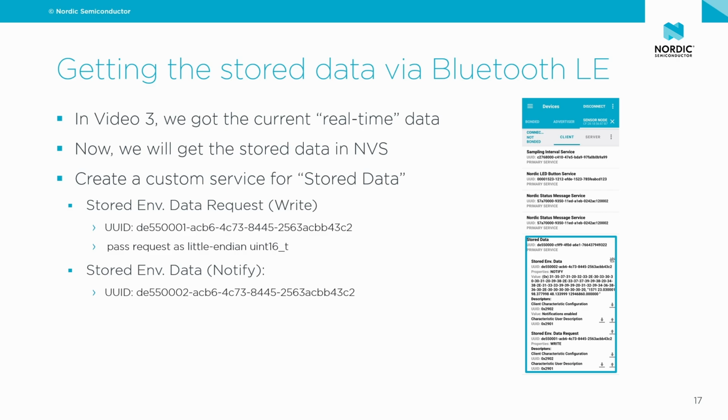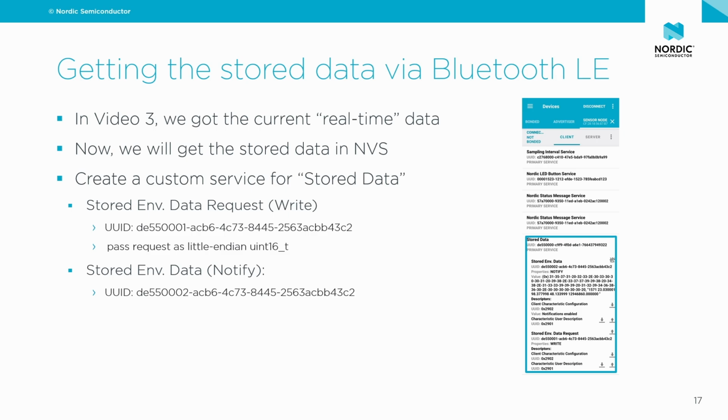Now, the last thing I will do in this video is getting the stored data via the Bluetooth Low Energy connection. If you remember, in the previous video we got the current, or real-time, sensor readings through these two Nordic status message services. Now in video 4, we will get the stored data. So whatever is stored in the non-volatile memory, we will have a dedicated custom Bluetooth Low Energy GATT service for it. And you have two characteristics for it.